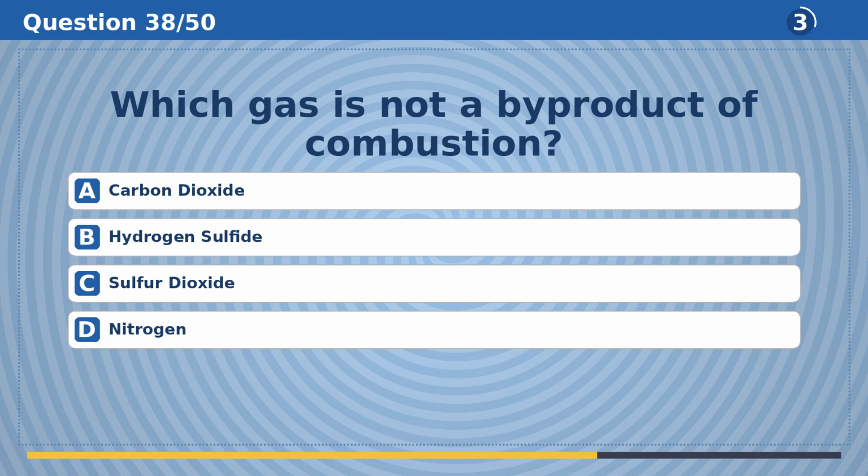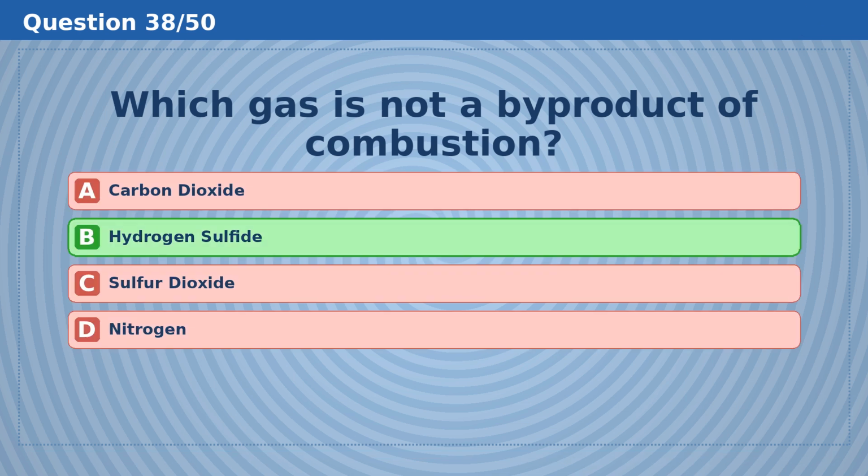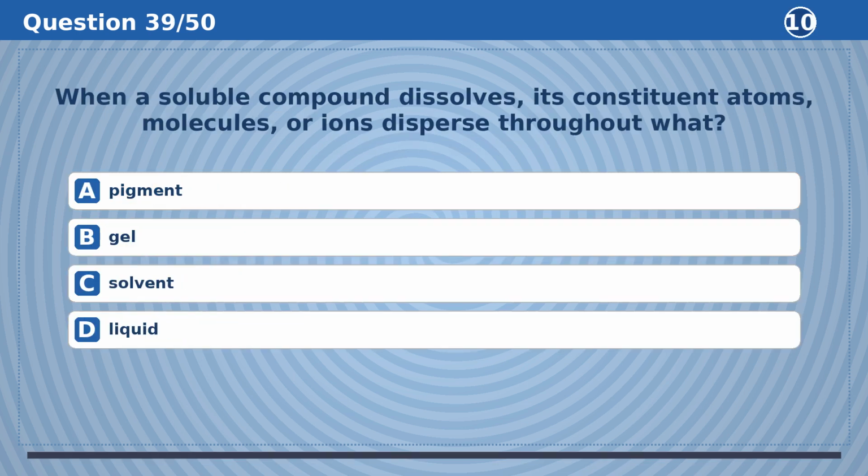Which gas is not a byproduct of combustion? The answer is B, hydrogen sulfide.